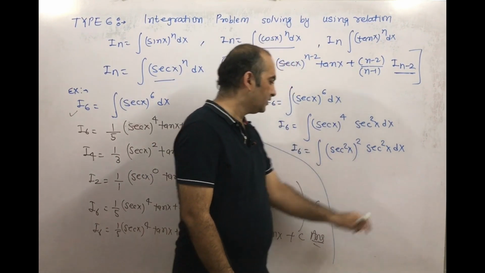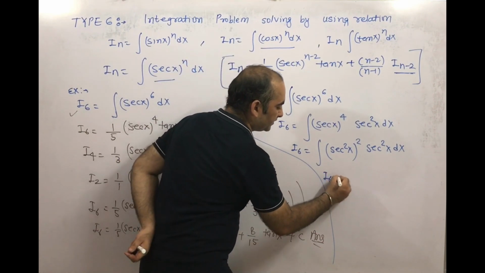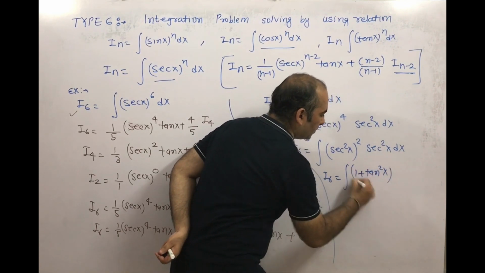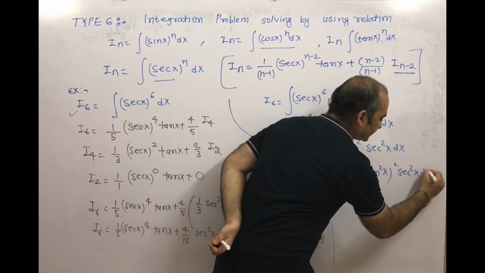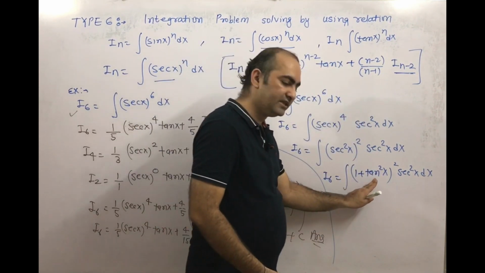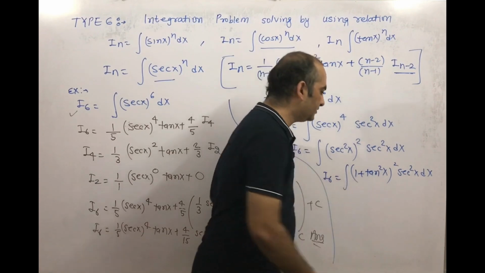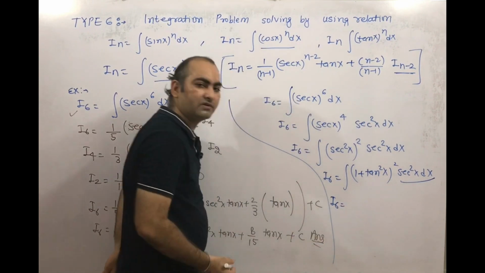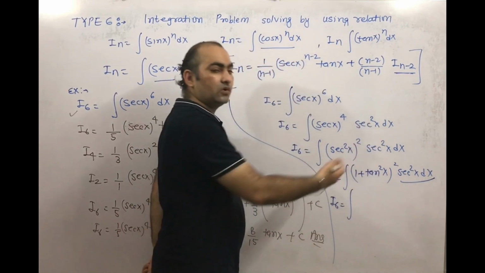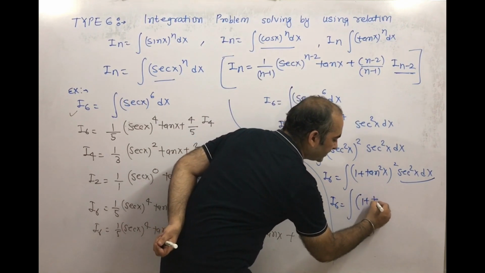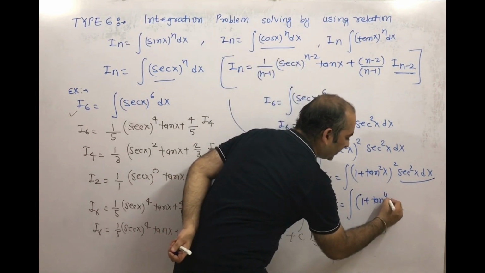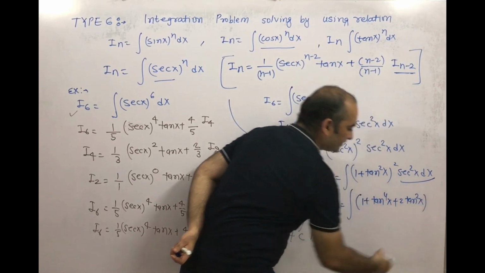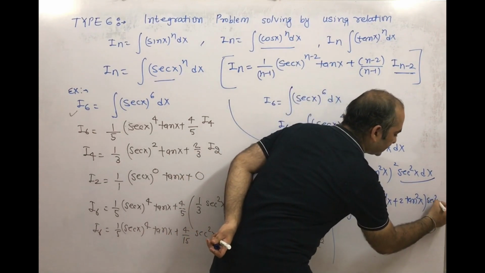So this one we can write I6 equals integration of 1 plus tan square x whole square secant square x dx. Here if I take tan x as t, then secant square x dx will be dt. Now if you expand this one, integration of 1 plus tan square x whole square, this will come as 1 plus tan power 4x plus 2 tan square x into secant square x dx.